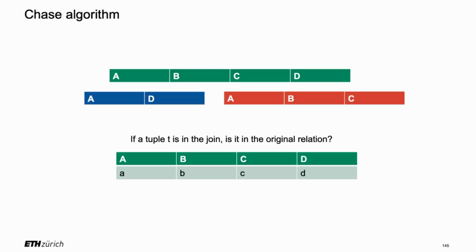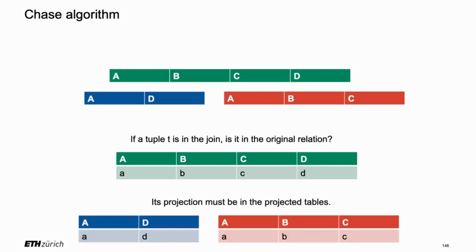In order to show that, let T be a tuple of the join, and I want to show that T is also in the original table. So let's take a tuple T in the join. If it is in the join, then it must be in the tables that you joined on, right? So if you have joined two tables and you get A, B, C, D, then the tables you've joined must have a tuple on the left that has AD, and the other table must have a tuple with ABC, right? If that were not the case, you would not have had ABCD in the join, right? For whom does that make sense?